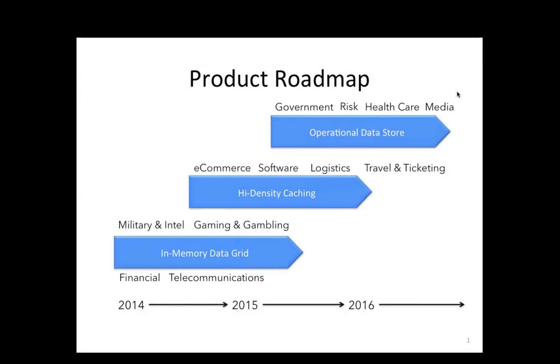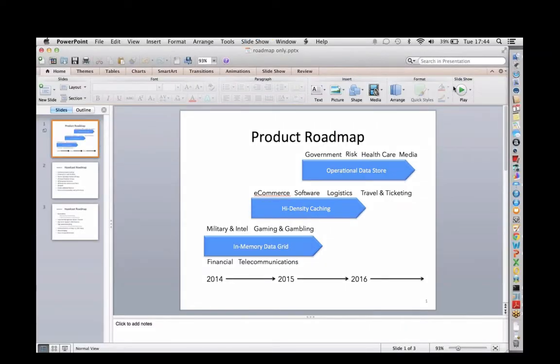Through 2014, at a very high level, we're going to be firming up our in-memory data grid offering and providing extra functionality around that space. As we move through 2015, the features are going to be based around high-density caching, and then finally through 2016, we think that's going to evolve into more of an operational data store set of applications and features.